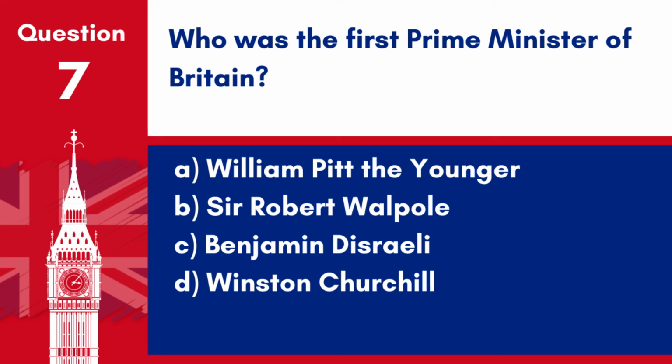Question 7. Who was the first Prime Minister of Britain? A. William Pitt the Younger. B. Sir Robert Walpole. C. Benjamin Disraeli. D. Winston Churchill. Answer: B. Sir Robert Walpole. Sir Robert Walpole is generally considered the first Prime Minister of Britain.